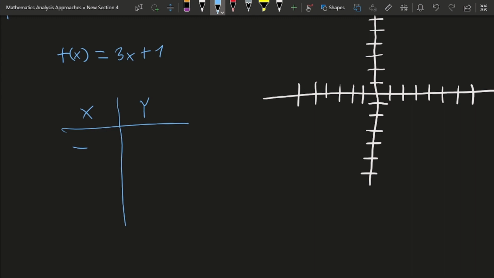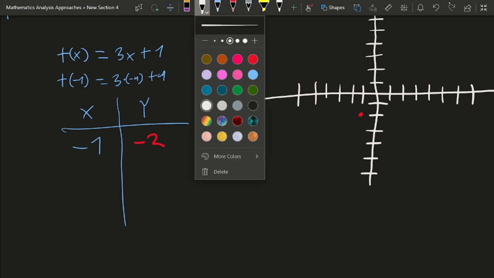Let's say we put in the point -1 in x. Then it will look like this, right? t of -1 is 3 times -1 plus 1. So -3 plus 1, that's -2. So our y value for this point is going to be -2. So we can put a point on x -1 and y -2. So here.